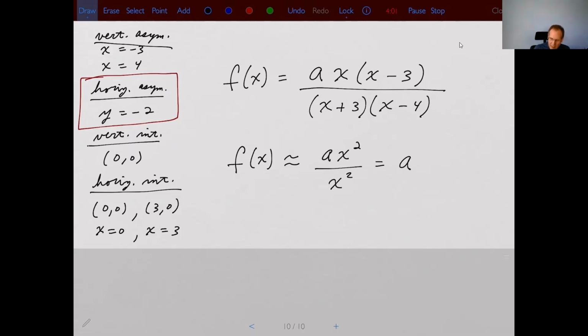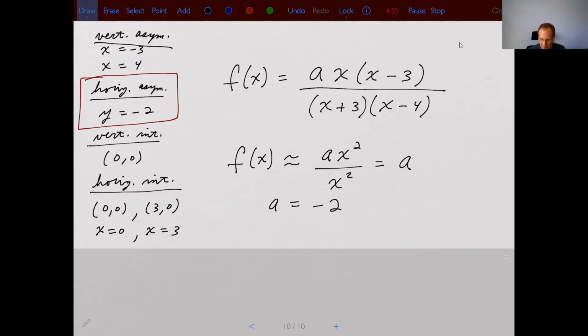Well, since it's equal to a, and we know that the long run behavior, as x approaches infinity or -infinity, is equal to a, then that a must be -2, right? Because the long run behavior tells us what the horizontal asymptote is. It's going to be that constant. So this tells us that a is equal to -2, and again, I got it from looking at the horizontal asymptote.